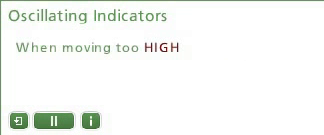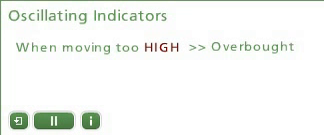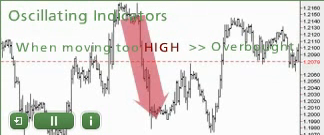When an oscillating indicator moves too high, the currency pair is considered to be overbought, meaning too many people have bought the currency pair and there are not enough buyers left in the market to push the currency pair higher. This indicates the currency pair is at risk of losing momentum and turning around to move lower or sideways.